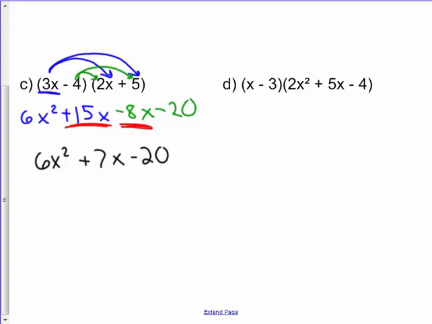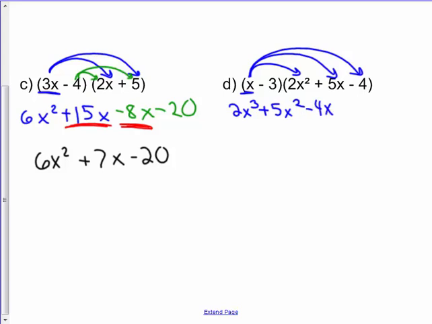So I'm going to do the same thing in D here. I'm going to take the first term, x, and multiply it to everything in the other polynomial. So x times 2x squared is 2x cubed. x times 5x is 5x squared. And x times -4 is -4x. Now I'm going to do the same thing again with my second one, -3. I'm going to distribute it to each of the terms there. So minus 6x squared, minus 15x, and plus 12 here.